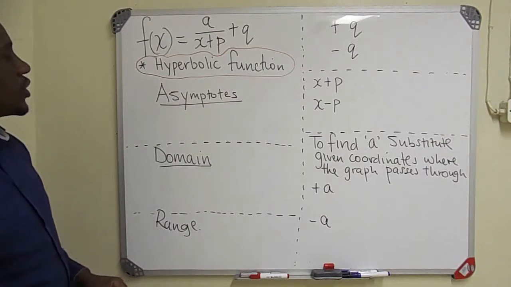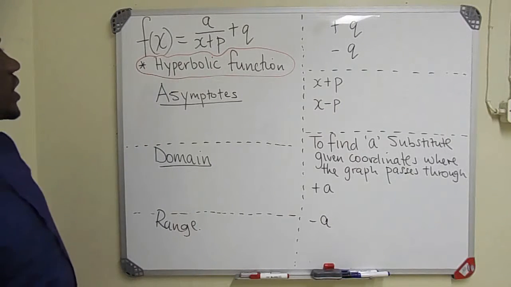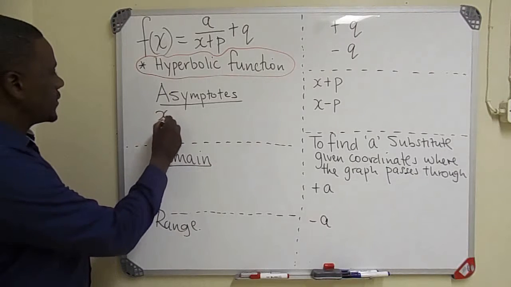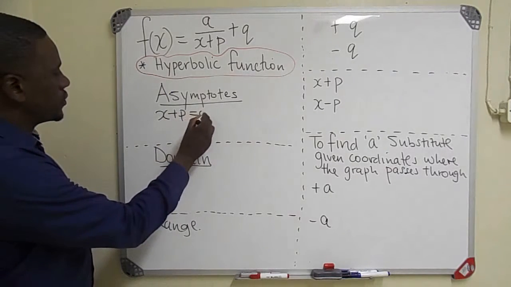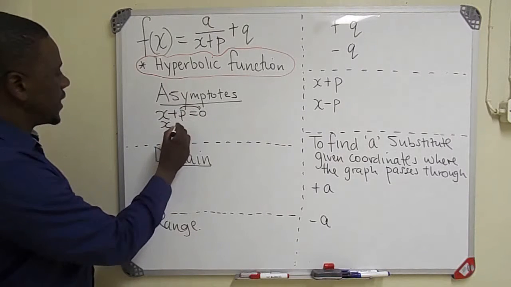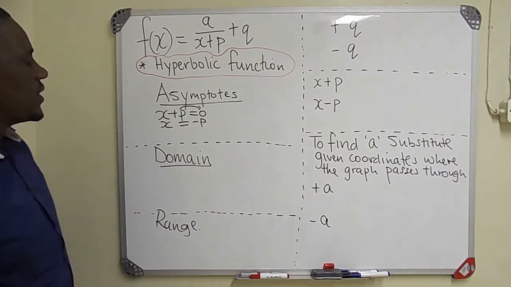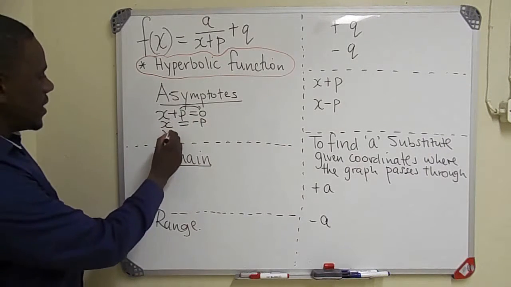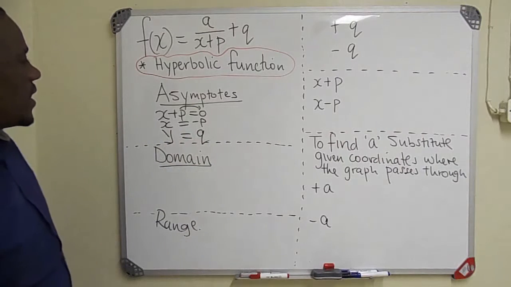So with our asymptote, we can inspect our equation from there, and the generalization is our x plus p equals 0. So x, you take p to the other side, so x equals minus p is our asymptote. And then y equals q is the other asymptote.